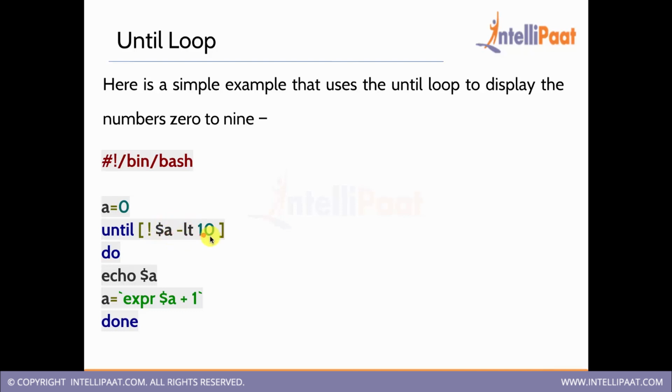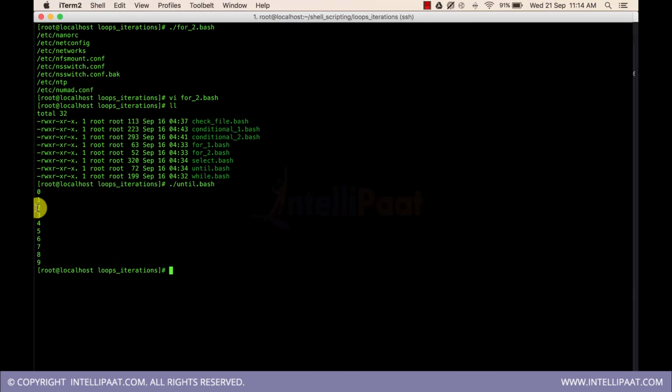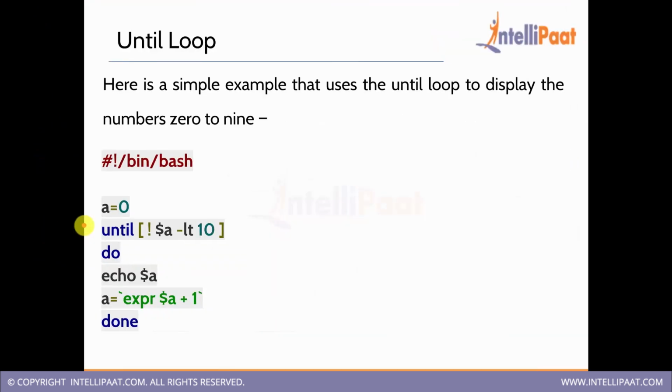So 2 is also less than 10, then 2 is echoed, so here we get 2, and so on, again and again, until at last when 9 plus 1 becomes 10 in the final loop, and then it is not less than 10, so that loop is done. So it directly skips these lines and comes to the end.